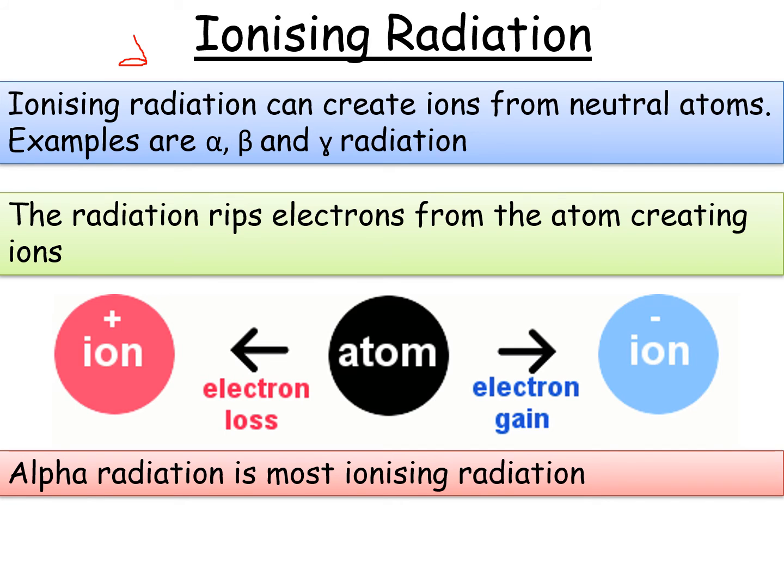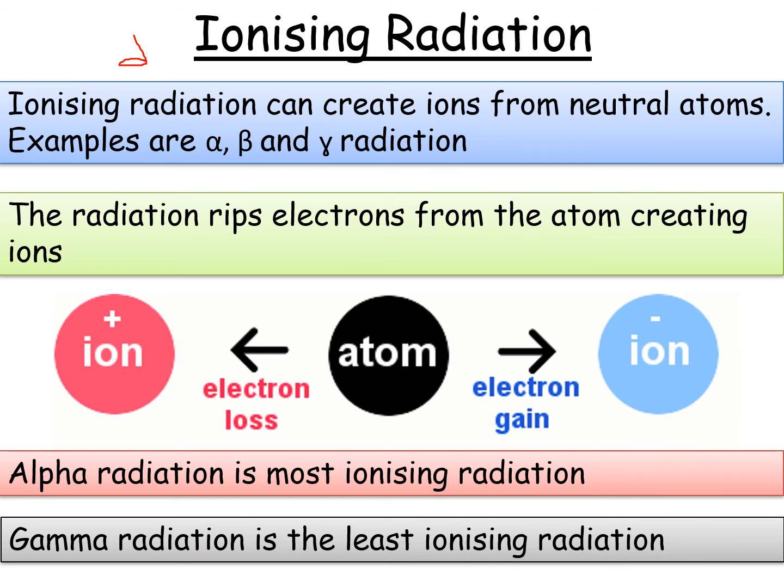Alpha radiation is the most ionizing radiation. One of the reasons for that is because number one, it's a very big particle, so it can smash into an atom, breaking it apart. Secondly, because it's got those two positive protons, you've got an electrostatic attraction, which can also rip the electrons away.